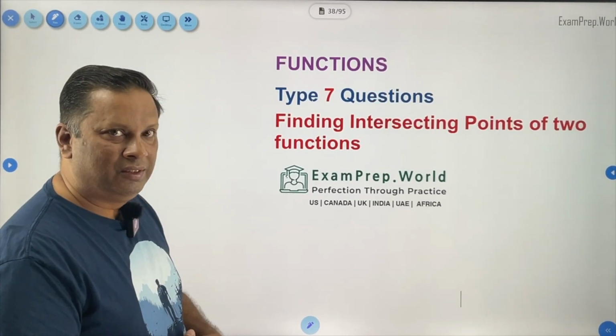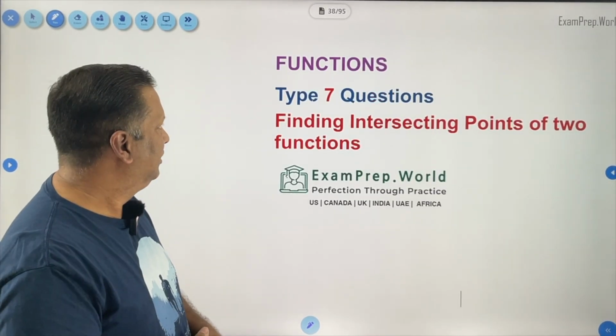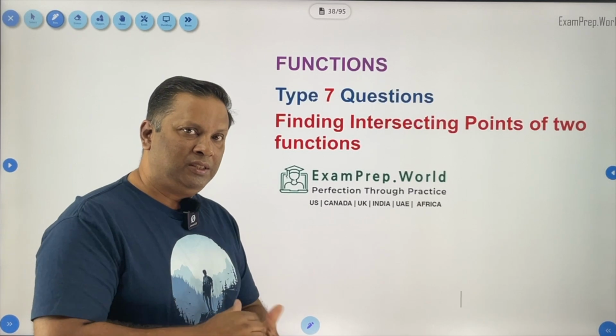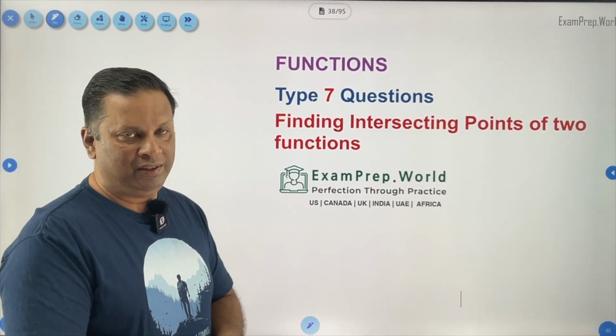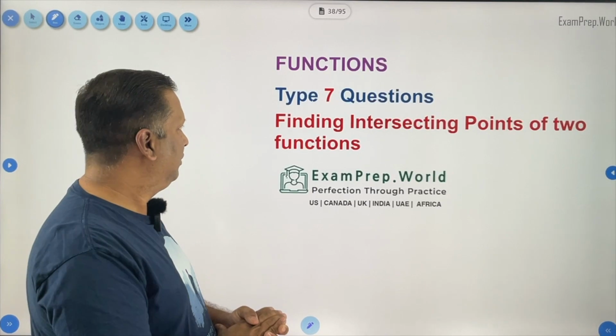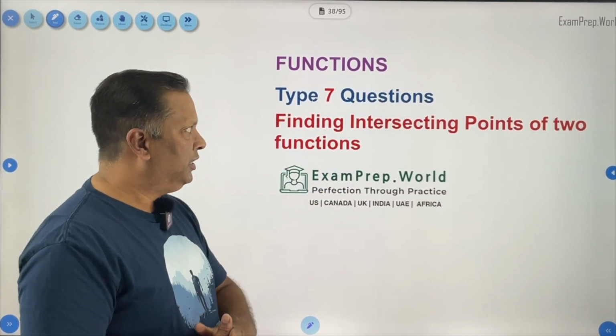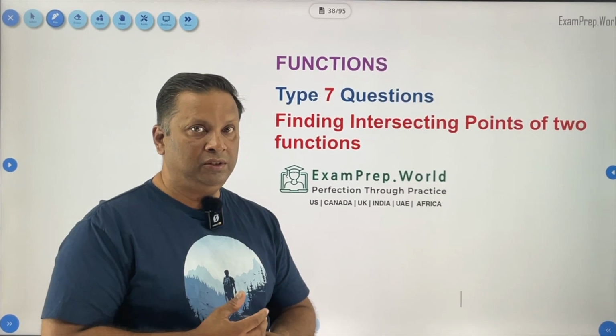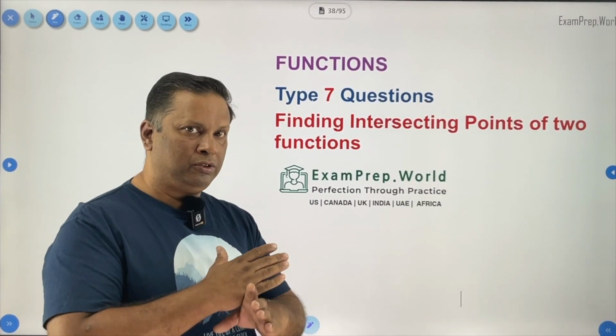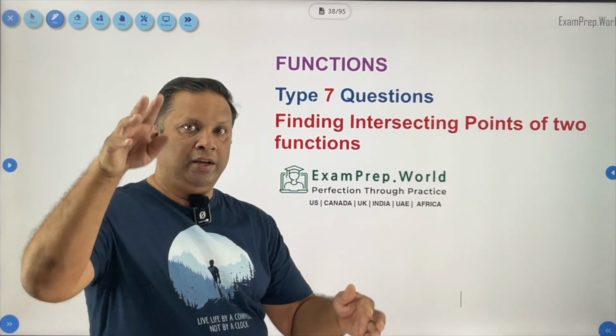Now, type 7 questions of functions. This is interesting, and this type definitely comes in your reassessment in grade 10, MYP 5. You have to find the point of intersection of two given functions. Functions can be linear, two linears, like straight lines, or a quadratic and a linear.